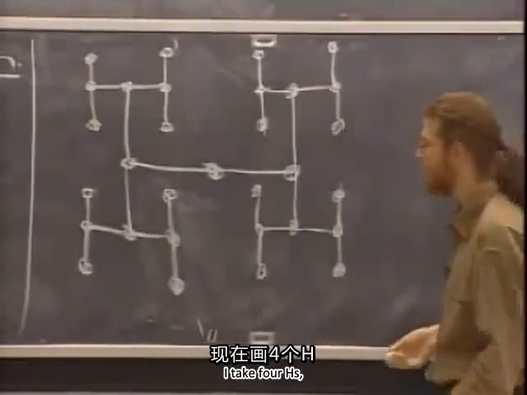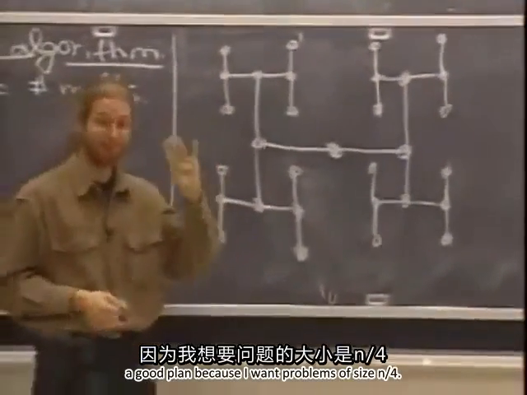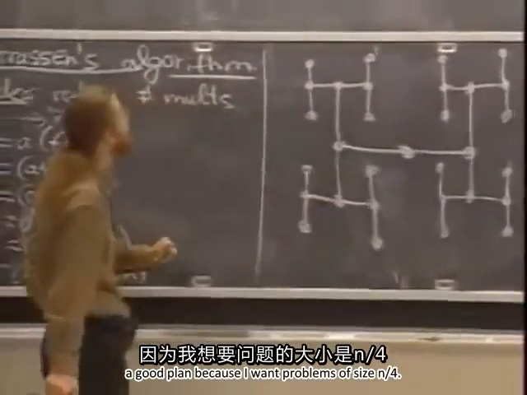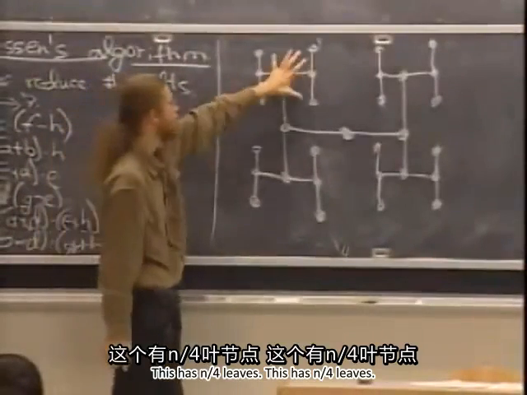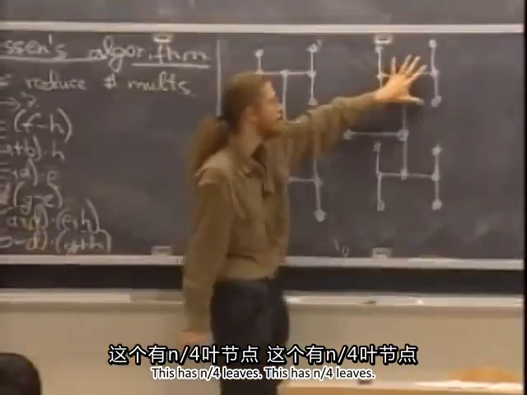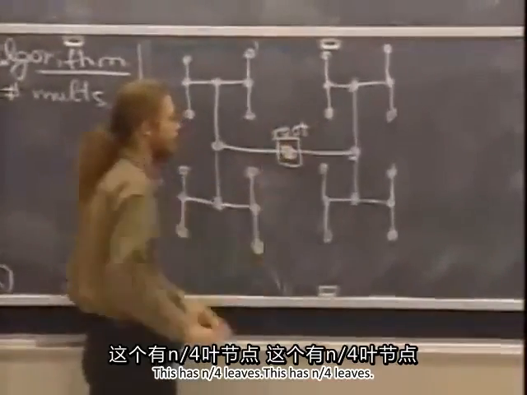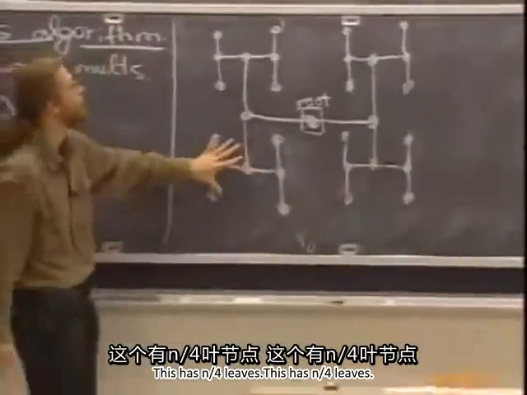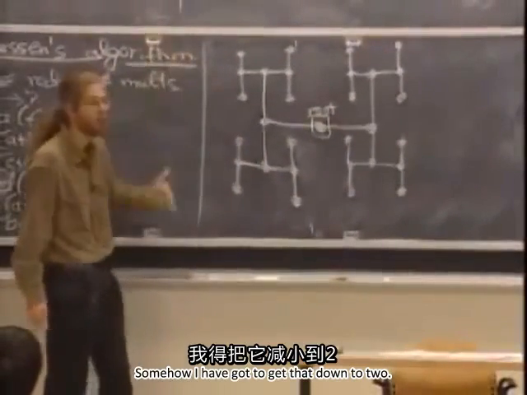Okay, so I take H's. I take 4 H's. Good plan, because I want problems of size n over 4. Right? This has n over 4 leaves. This has n over 4 leaves. This is the root, by the way, in the middle. This has n over 4 leaves. This has n over 4 leaves. So I have 4 problems of size n over 4. Somehow I've got to get that down to 2.